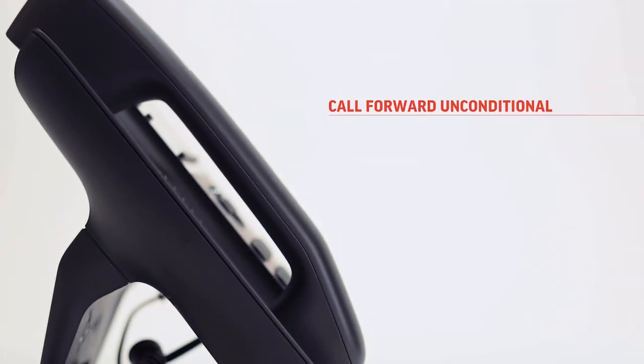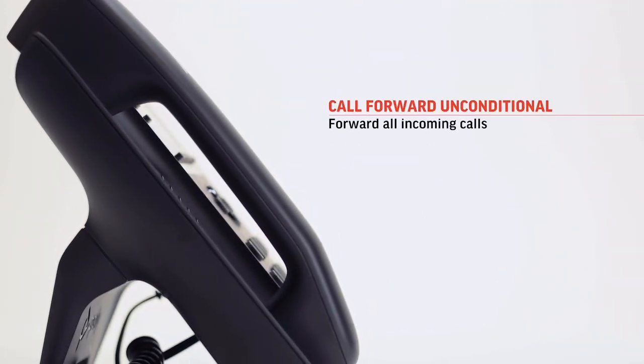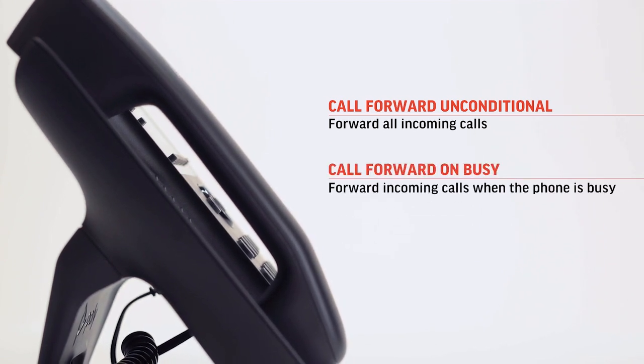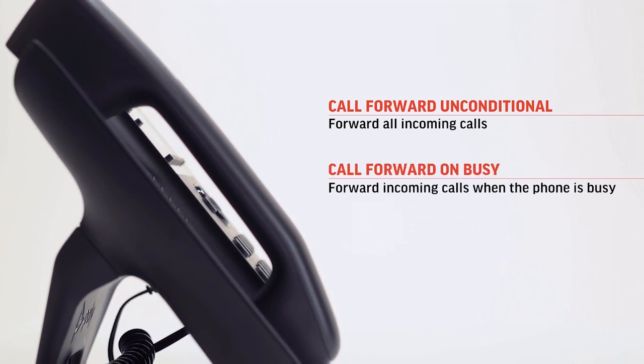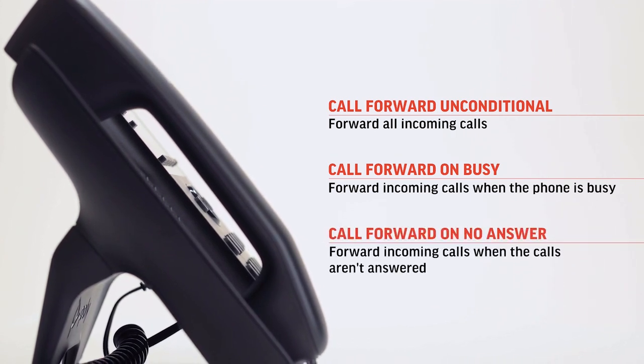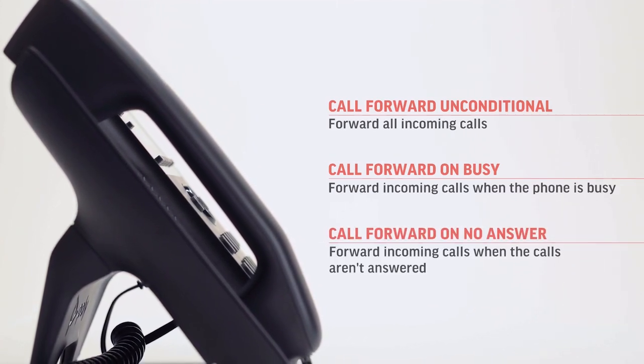The Poly Edge B series IP phones support three styles of call forwarding. The first is call forward unconditional, which forwards all incoming calls. The second, call forward on busy. This option forwards incoming calls when the phone is busy. And the last one, call forward on no answer. This forwards incoming calls when the calls aren't answered.